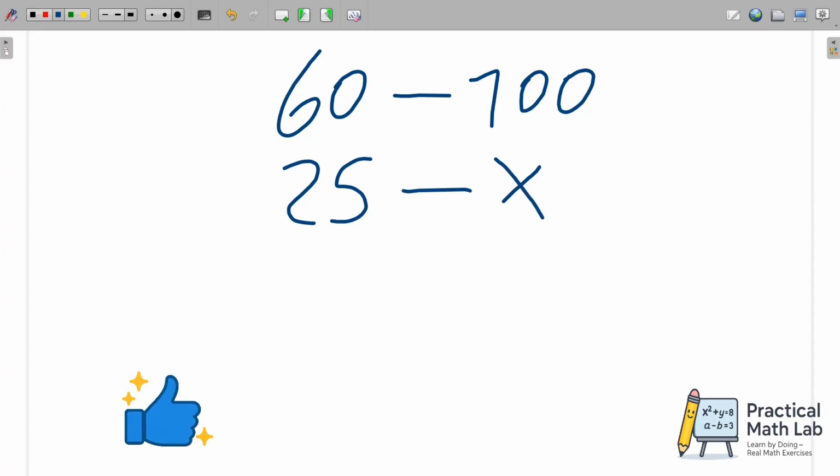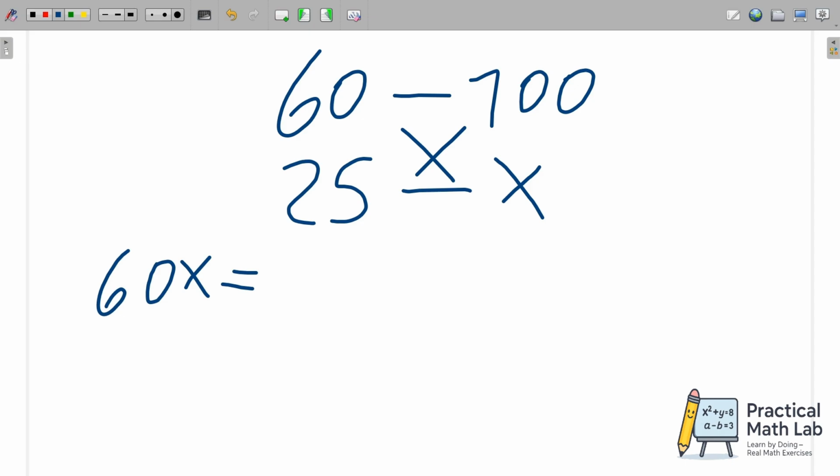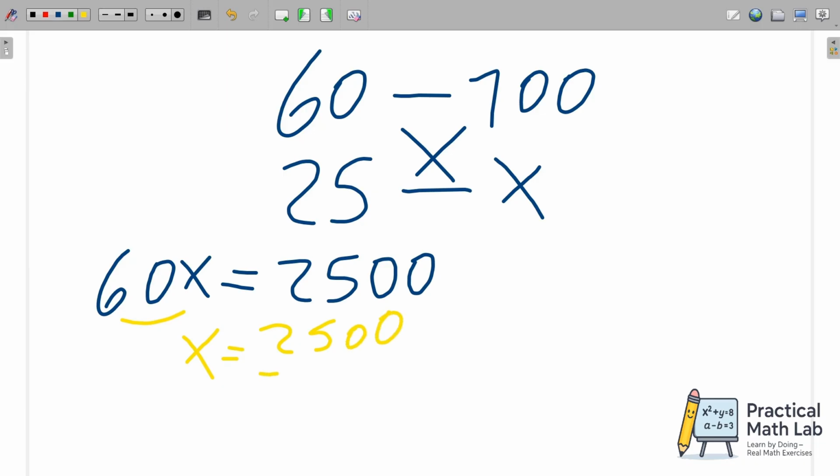So now we can do a multiplication here, a rule of 3. 60 times x is equal to 60x, which equals 25 times 100. Just add 2 zeros here at the end, 2,500. So if it's multiplying here, it's going to the other side dividing. So it's 2,500 over 60, so x equals 41.6.